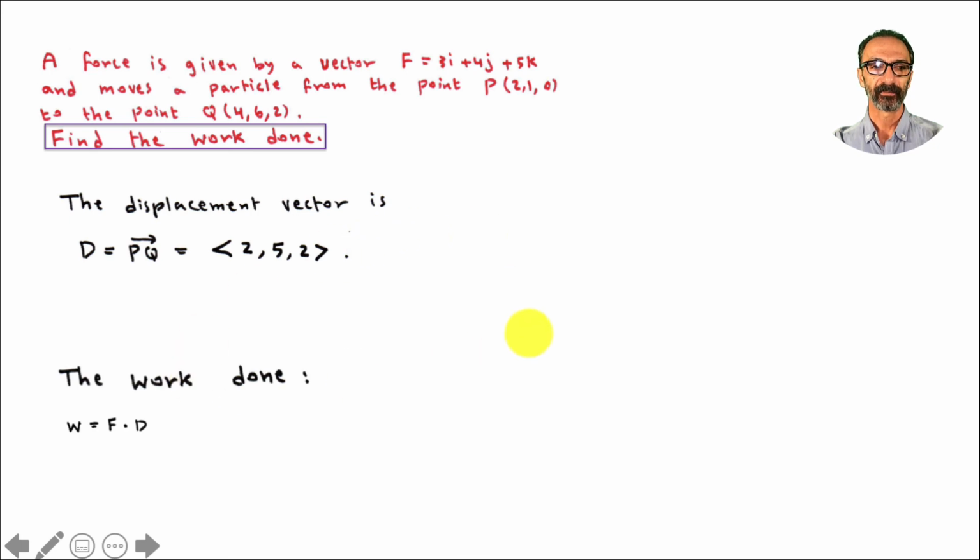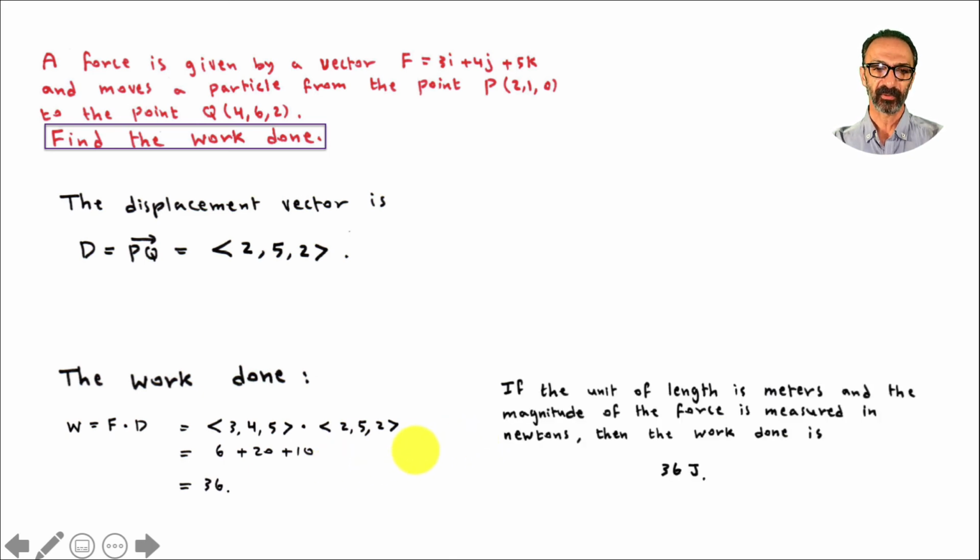The work done is F dot D. We know F, which is up here with the ijk, and we know D, which is in a different form, the brackets form or the less than, greater than. So you could rewrite this the same way, so you don't get confused. <3,4,5> dot <2,5,2>. 3 times 2, 4 times 5, and 5 times 2, and add them up. 36. If the unit of length is meters and the magnitude of the force is measured in newtons, then the work done is not just 36 without units next to it, it will be 36 joules.